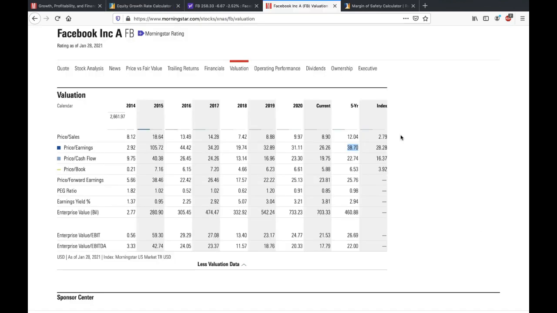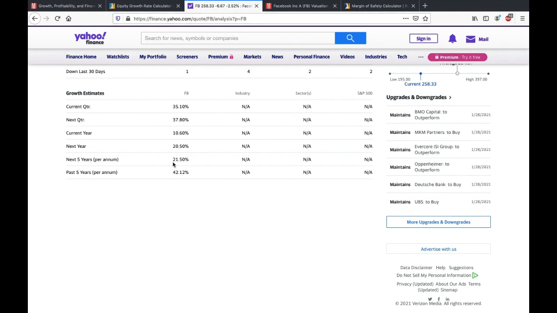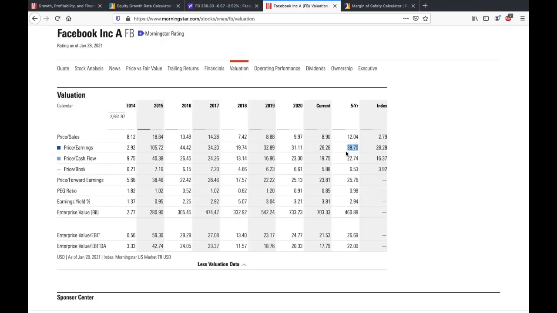The next thing you need is the future PE. Phil Town suggests using 5-year average PE, which you can get from Morningstar if you go to valuation here. So this is 38, and he also says that you can actually double the growth rate, which in this case we settle on the growth rate of 21.5. The double of that will be 43, and then he says you should use the lower number. So in this case, 38.7 is clearly lower than 43, so we'll go with 38.